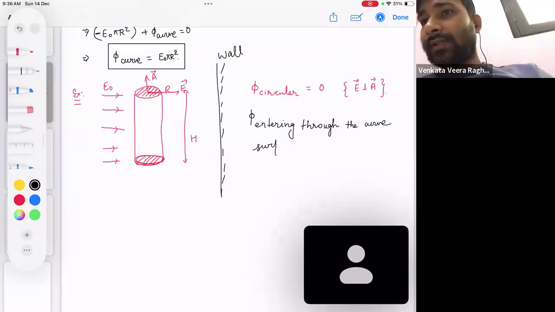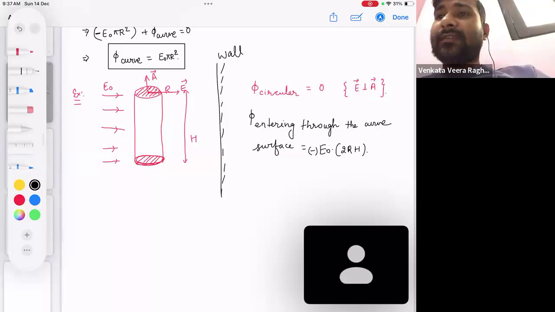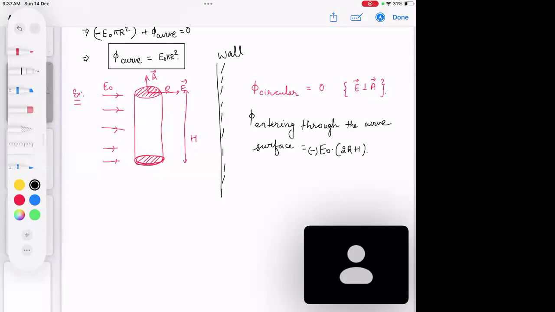Entering through the curved surface is going to be how much? E naught into, what is the area? The projected area, 2RH. And it is entering flux now. So should I write it negative? Please tell me. Flux, yes sir, entering through the curved surface can be written negative.